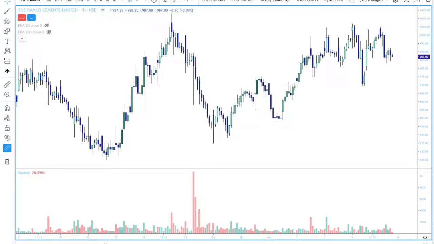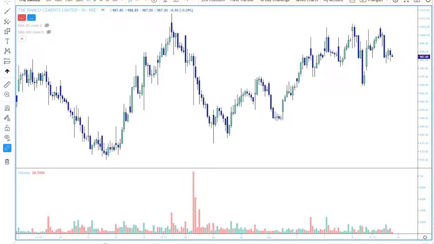Today we are going to discuss how to trade triangles, how to spot them, and how to trade effectively, because triangles form very frequently and not all of them will be successful. There are some things that you have to understand so that you can filter out the wrong trades.